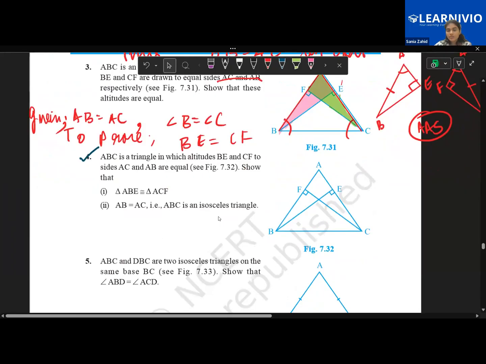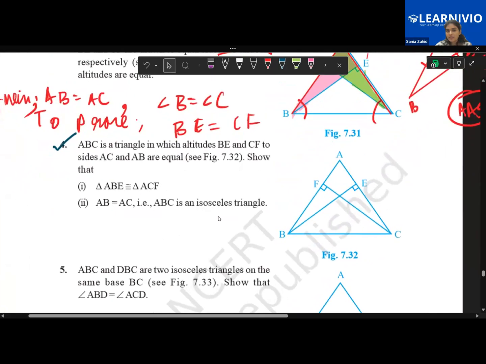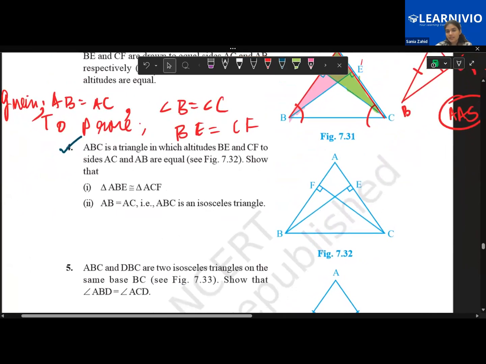The fourth question says, ABC is a triangle in which altitudes BE and CF are drawn, and two sides AC and AB are equal. Show that triangle ABE is congruent to triangle ACF. So now this one also, children, you have to prove ABE and ACF to be congruent. And AC and AB are already given to you as equal. So try this one also on your own. Fourth question, do it.